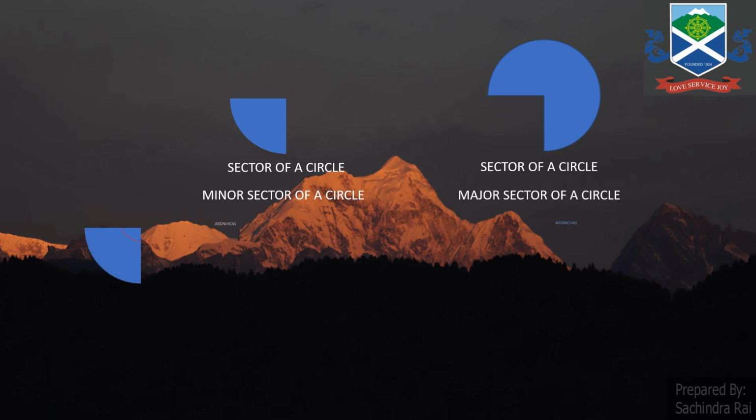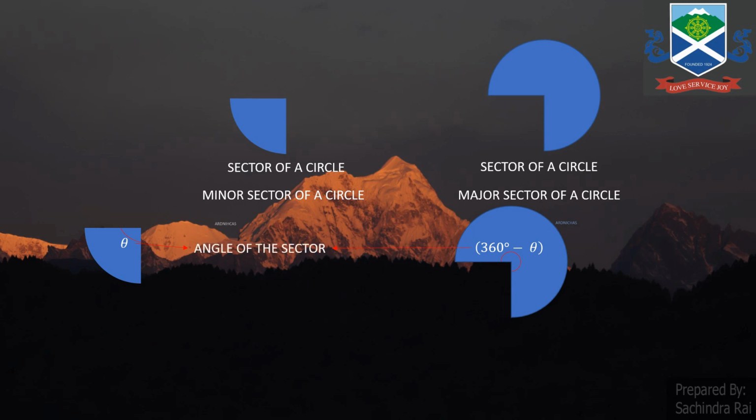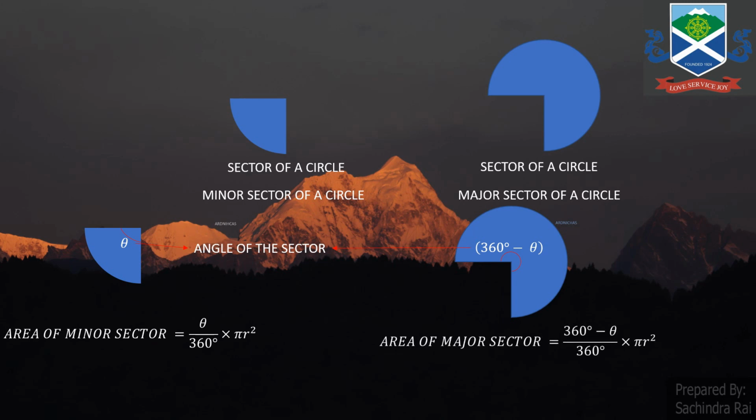Now this minor sector has an angle at the center, theta, and this major sector also has an angle, that is 360 minus theta, because total angle of a circle is 360 degrees. So these angles are called the angle of the sector. So area of minor sector is equal to theta by 360 degrees into pi r square, and that of major sector is equal to 360 degrees minus theta by 360 degrees into pi r square, where pi r square is the area of a circle.